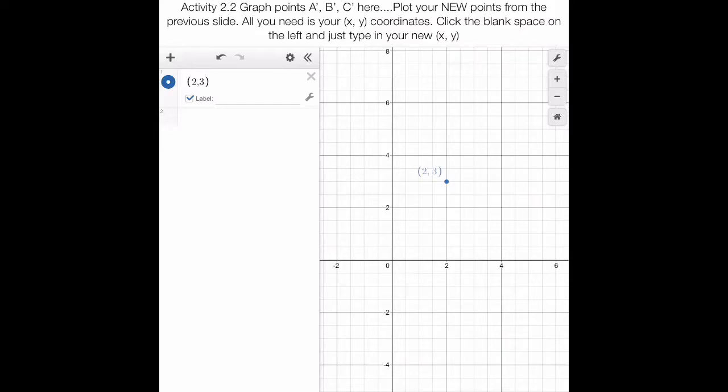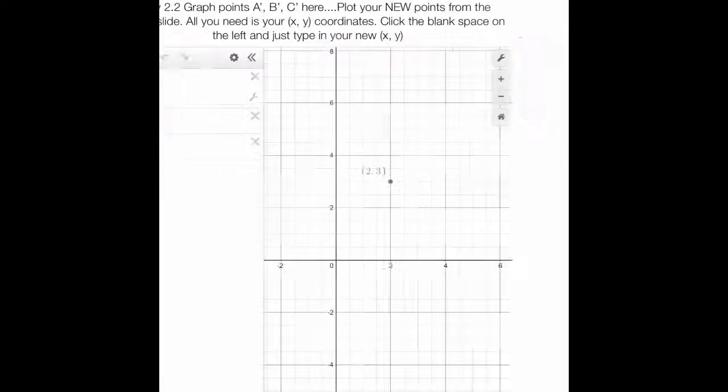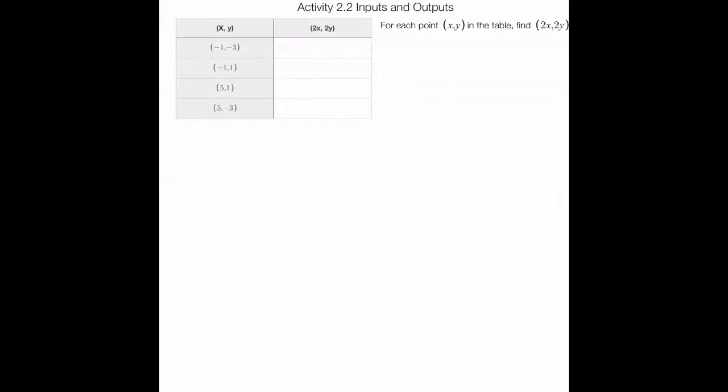it has 2, 3. You'll do that again for the other 2 points that you found. Just click on the left again, and then you'll put your points, and they'll automatically plot it here for you on the right. All right, so go ahead and pause me, and you should have completed all your plots here.